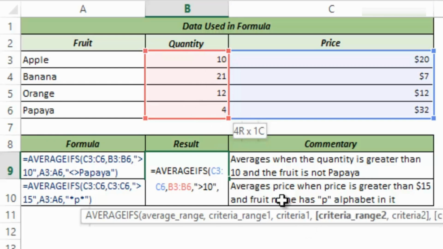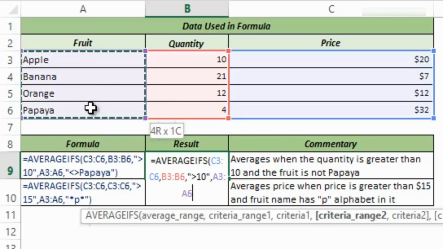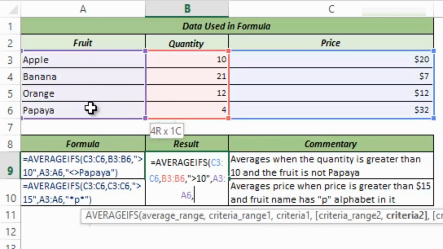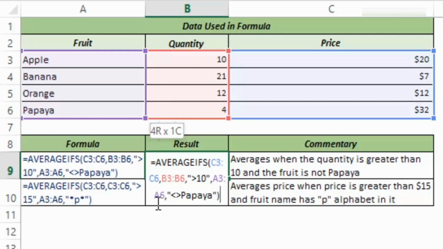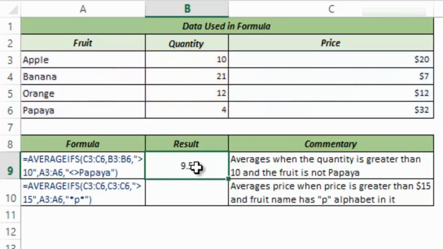Now I would check for another criteria, which is that the fruit should not be equal to papaya. So in that case, my criteria range 2 is all these fruits, and I hit comma, and I have to specify the criteria. Again, since I'm using a mathematical operator which is not equal to, this should be within double quotes, and I type not equal to papaya, and this is my second condition. Now I close the parenthesis and I hit Control Enter, and this gives me 9.5.